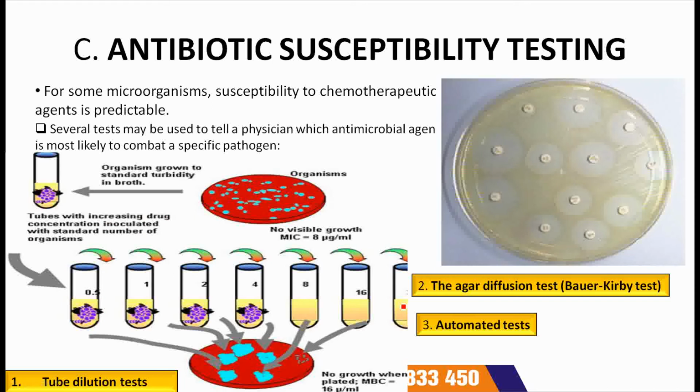Next test is the agar diffusion test or Bauer-Kirby test. You can see these are organisms grown on the agar plate, and this represents the agar diffusion test. Third test for antibiotic susceptibility testing is the automated test.